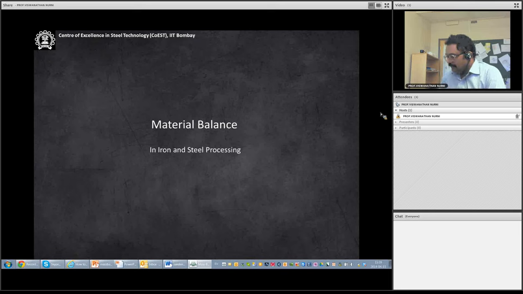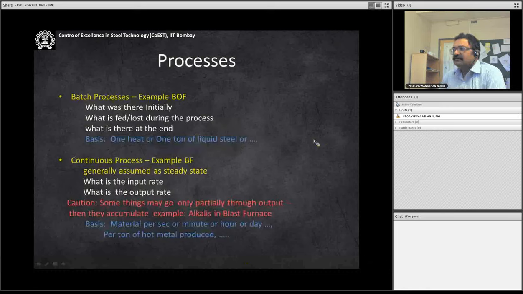Okay, so as I told you, we are looking at material or mass balance as applied to iron and steel processing. So, if you look at processing or processes, here we are talking about processes.